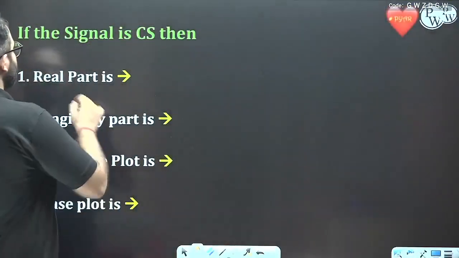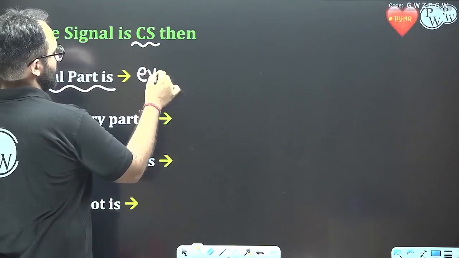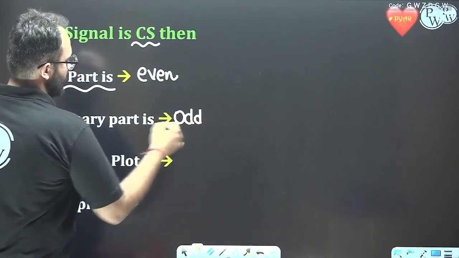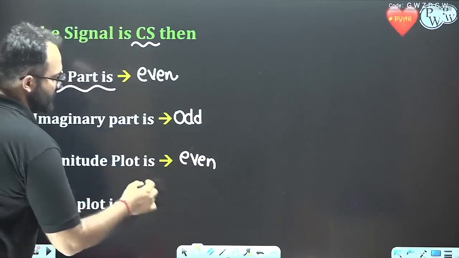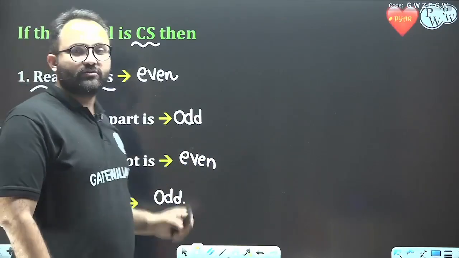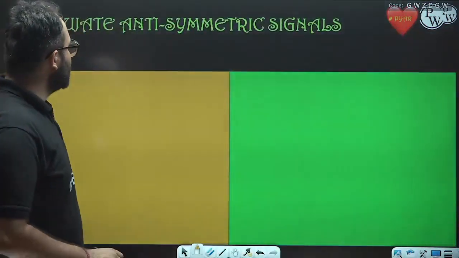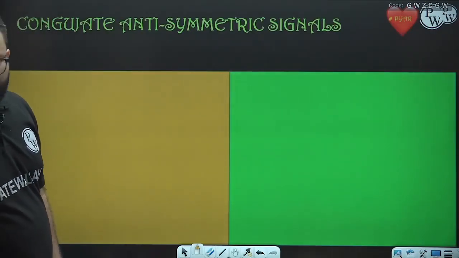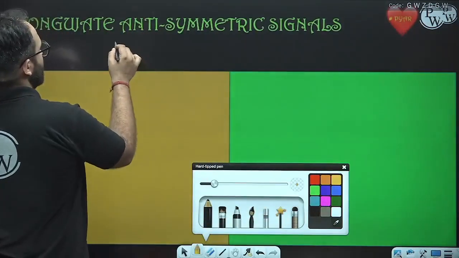So we can see that for conjugate symmetric signals, the real part is even, the imaginary part is odd, the magnitude plot is even, and the phase plot is odd. These are the 4 things that you should always remember about conjugate symmetric signals. I hope all of you are able to do it. Now let's talk about the exactly similar analysis for conjugate anti-symmetric signals.